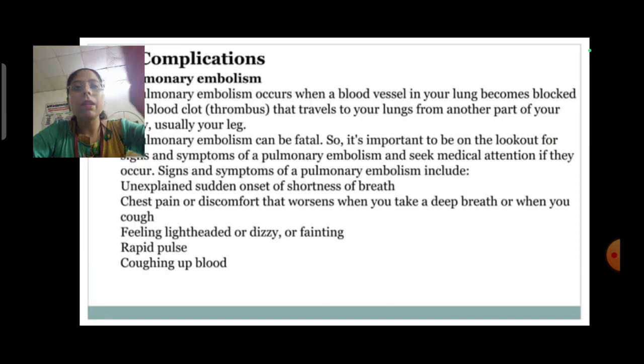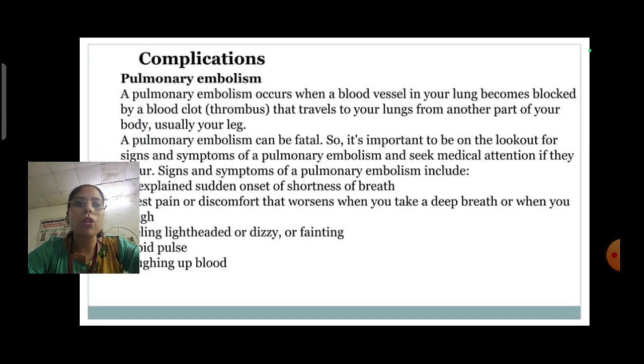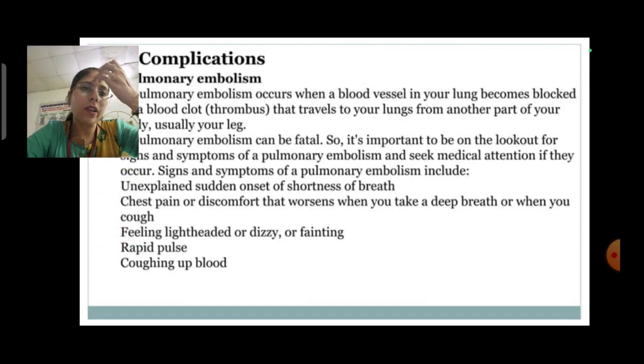Complications. Pulmonary embolism. A pulmonary embolism occurs when a blood vessel in your lung becomes blocked by a blood clot or thrombus that travels to your lungs from another part of your body, usually from your leg. A pulmonary embolism can be fatal, so it's important to be on the lookout for the signs and symptoms of pulmonary embolism and seek medical attention if they occur.